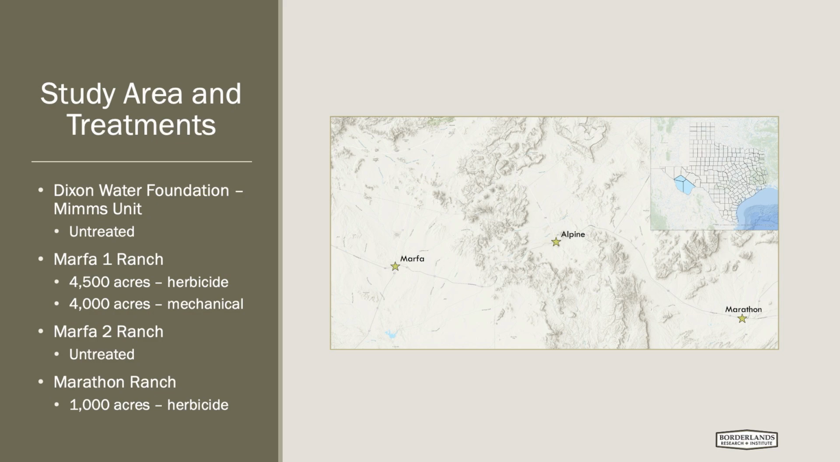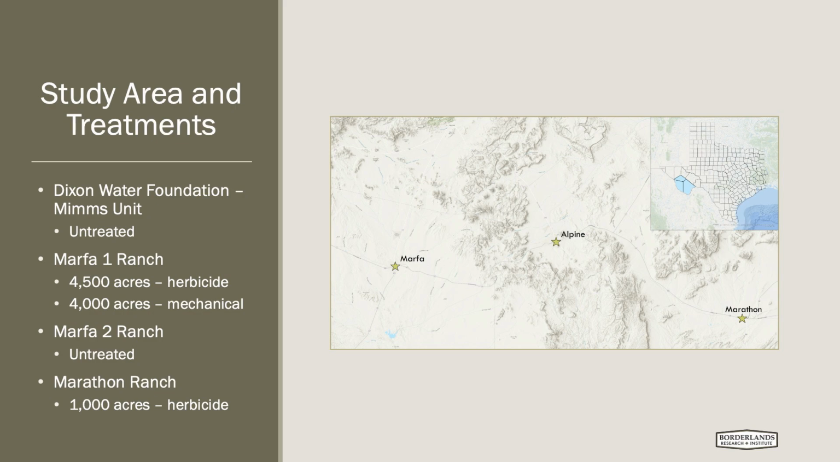Then we used an anonymous ranch that was west of Marfa that was sprayed. About 4,000 acres was sprayed with herbicide in 2019. Another 500 was sprayed in 2021. And in 2023, they used a roller chopper to come through and knock down that brush. Then there was another ranch outside of Marfa that we added to our study. It had just 4 study units, but that was to compare some of the differences that we saw in precipitation. And then finally, a ranch out near Marathon that was treated with just 1,000 acres of herbicide.